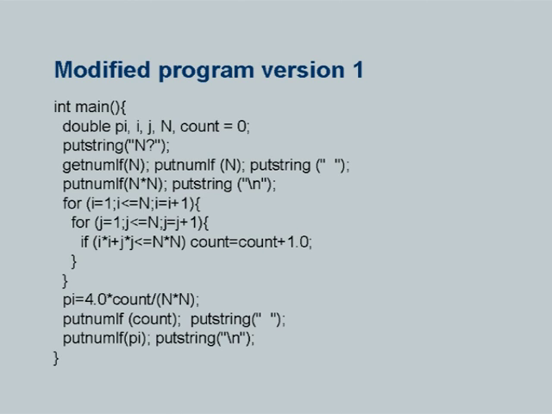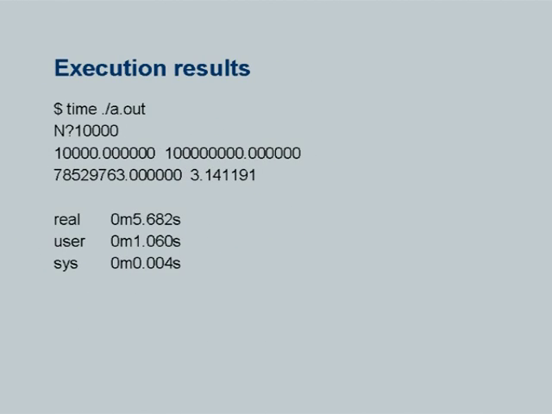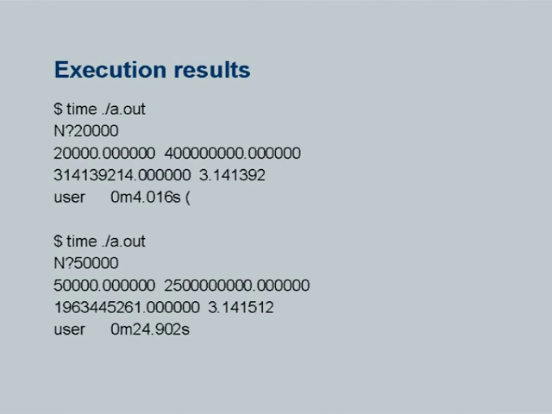Here is the execution statistics for this program version. For n equal to 10,000, I have these statistics. Real user time taken is 1.06 seconds. For n equal to 20,000, I get 3.141392. And for 50,000, well, thankfully, I now get 3.141512. This is more accurate than what I had earlier. Observe that in this particular case, n square is being printed correctly and count is being printed very accurately. There is no overflow because of the larger precision that I have in the double precision representation of the floating point numbers.